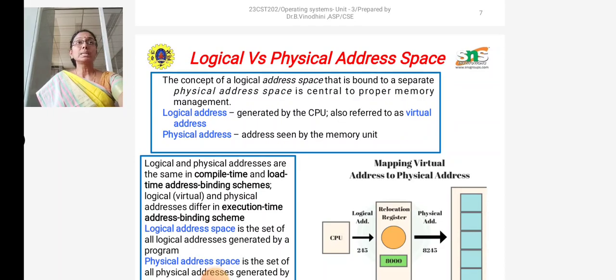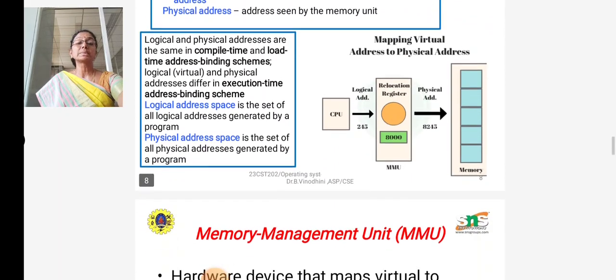The logical address is generated by the CPU, and the physical address is generated by the memory management unit. So there is a mapping between the logical and physical address. The logical address space is a combination of the address plus the offset, and the physical address space is also a combination of a physical address and an offset.